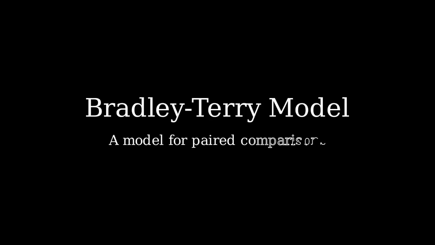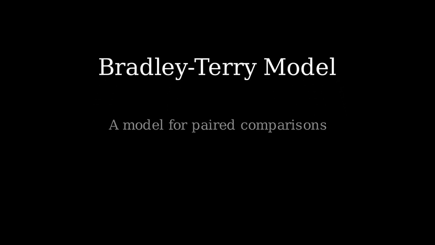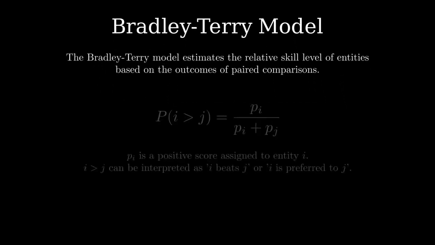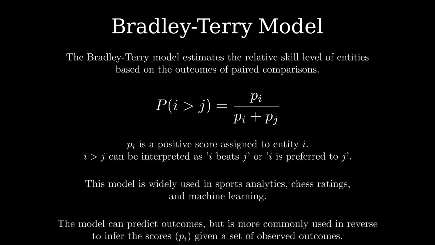Today we will be talking about the Bradley-Terry model, a model for paired comparisons. The Bradley-Terry model estimates the relative skill level of entities based on the outcomes of paired comparisons. The probability of i greater than j equals pi divided by pi plus pj. Pi is a positive score assigned to entity i. i greater than j can be interpreted as i beats j, or i is preferred to j.